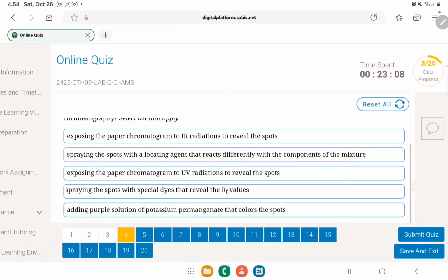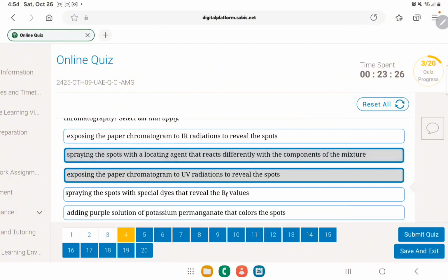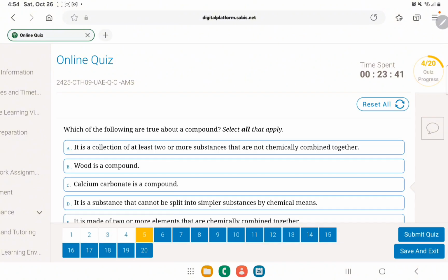So let's check the options. Exposing paper to infrared radiations, no. UV radiations, yes. Spraying the spots with a locating agent that acts differently with the components of the mixture, yep. Spraying the spots with special dyes, no. We only spray locating agents. Adding purple solution, no. We only add a locating agent, or we can expose the paper to UV radiations.